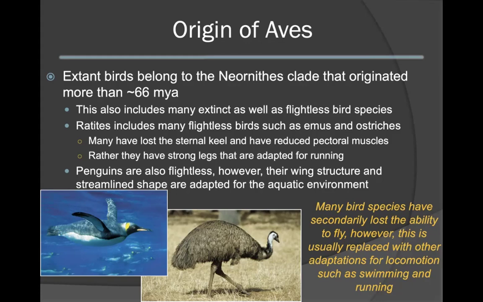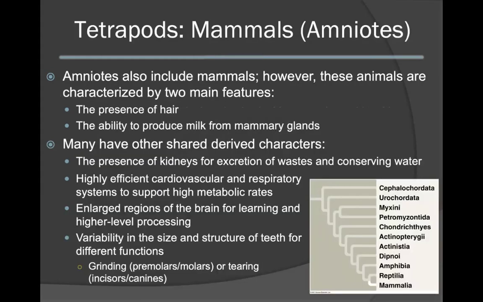However, when many of the bird species have secondarily lost their ability to fly, this is usually replaced by other adaptations, such as the penguin, which is adapted for swimming, or the emu or ostrich, which is adapted for running on land. The final group of tetrapods we will examine are the mammals. Remember, these are also considered to be amniotes.